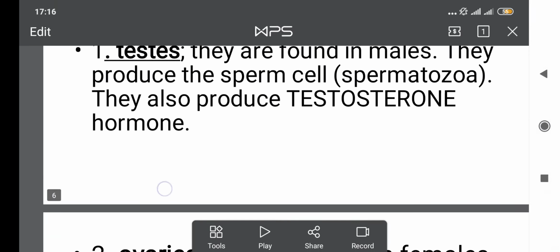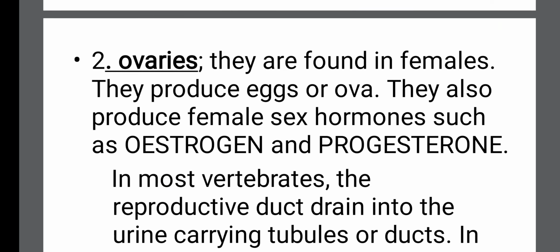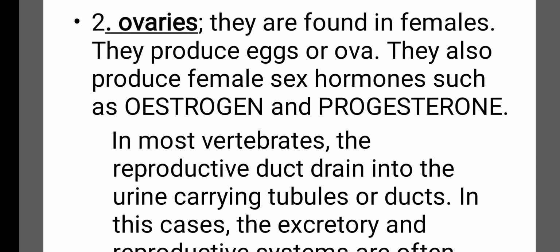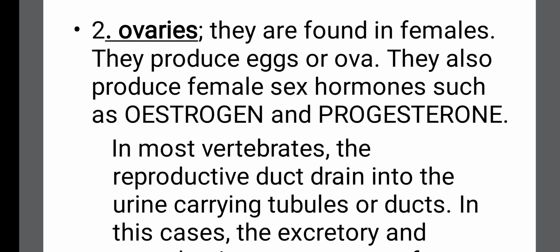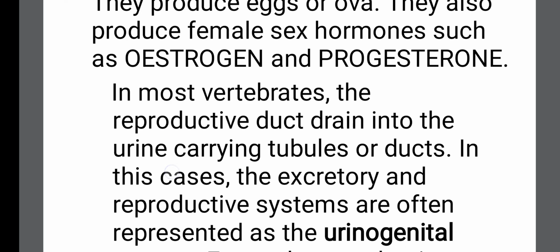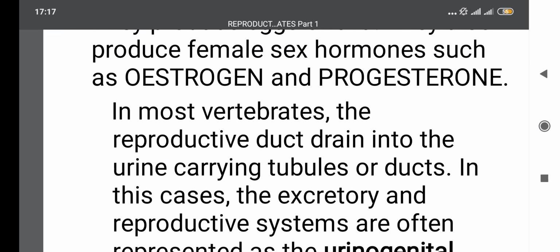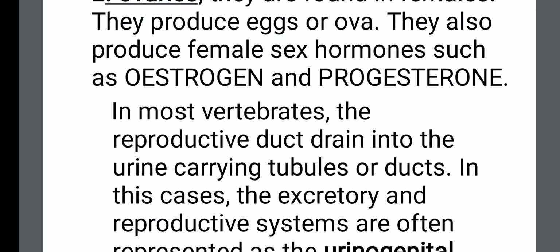The second gonad I want us to talk about is the ovaries. The ovaries are found in the females. They produce eggs or ova. Another name for eggs is ova. Please, if you want to say one egg, it should not be ova again. It should be what? Ovum. The singular of ova is ovum. The ovaries also produce female sex hormones such as estrogen and progesterone. Estrogen and progesterone. Please note your spellings.